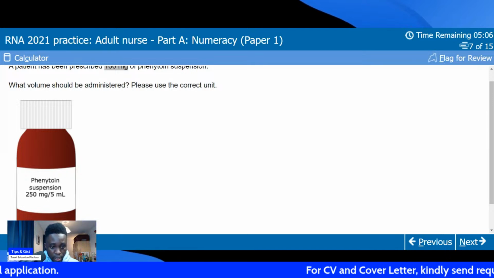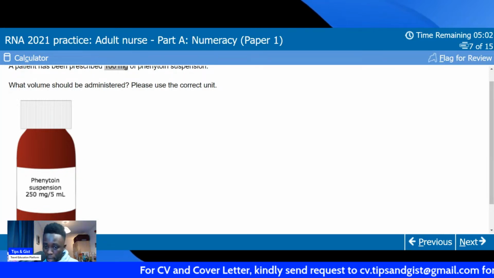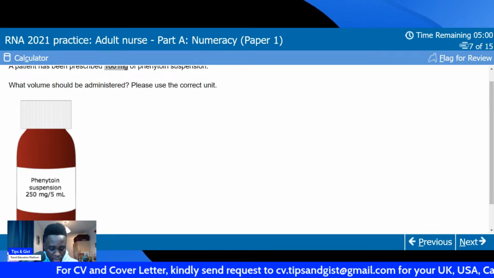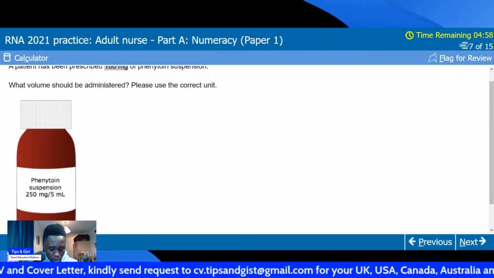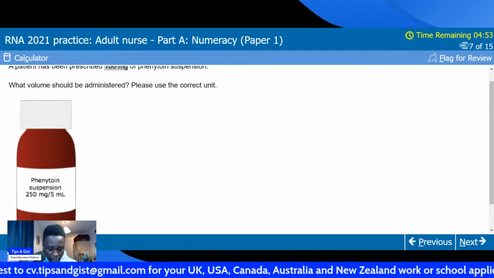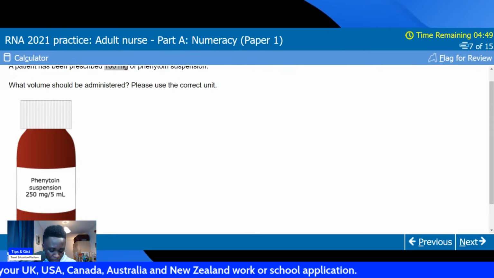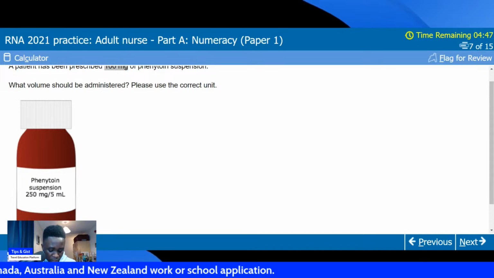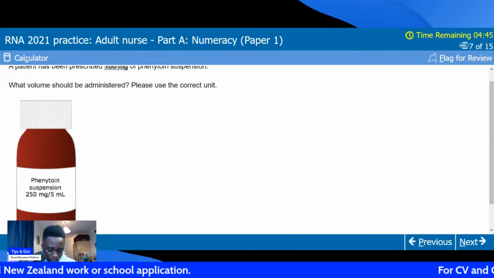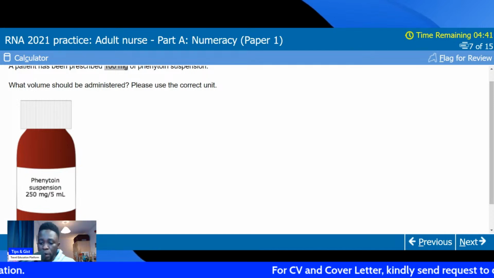250 milligram equals 5 mils. 100 milligram equals X. So you cross multiply and you get 250X equals 100 times 5, which is 500. Divided by 250, divided by 250, that means you are going to get 2 mils.